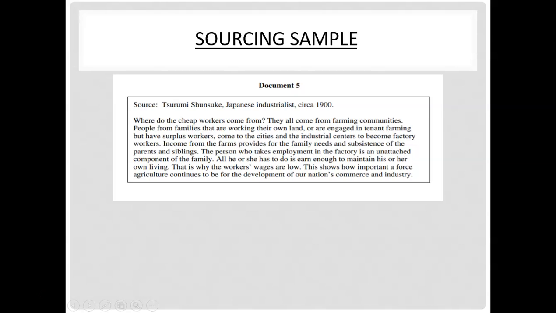So this is a document from Tsurumi Shunsuke. He is a Japanese industrialist circa 1900. Let's hear what he has to say.